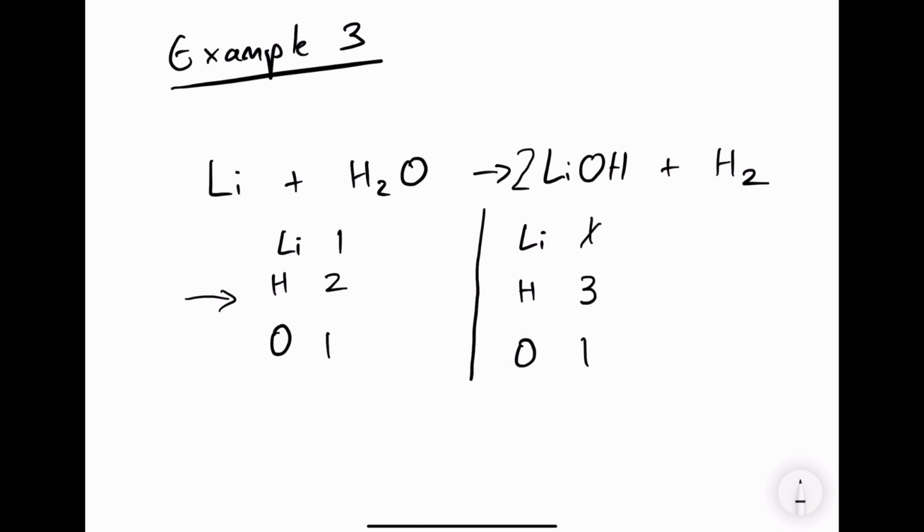This will make the total number of lithium atoms 2, the total number of hydrogen atoms 4, because now we have 2 in lithium hydroxide and still 2 in the hydrogen molecule, and this will make the number of oxygen atoms 2. Now we can add a 2 in front of lithium to make this 2, and we can add a 2 in front of the water molecule to make the number of hydrogen atoms 4 and the number of oxygen atoms 2, and then we've balanced the chemical equation.